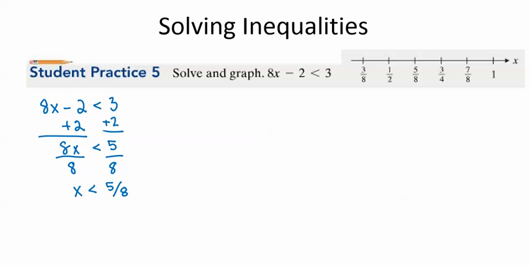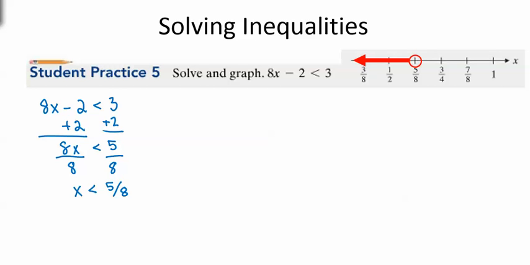So we start with our number line. Since there's no equal sign here, 5/8 is not included in the solution set, so we want an open circle at 5/8. We graph in the direction of the inequality, which is to the left, and so that is the graphical representation of all of the possible solutions to the inequality 8x minus 2 is less than 3.